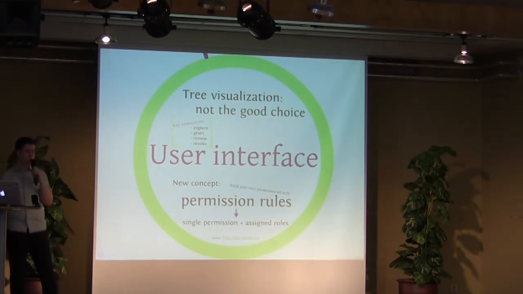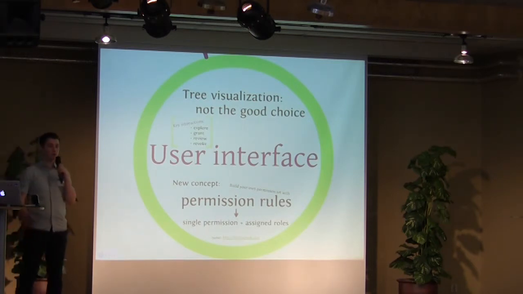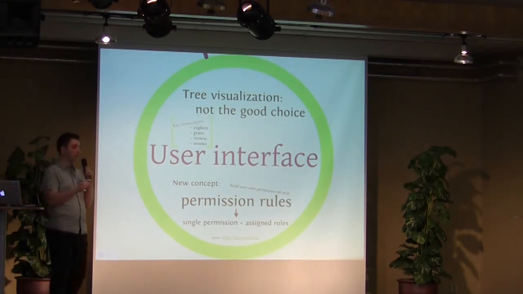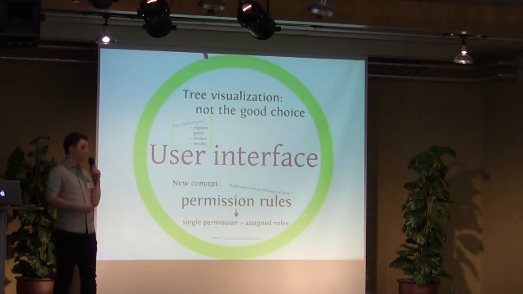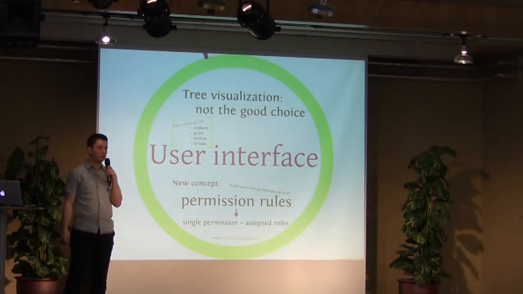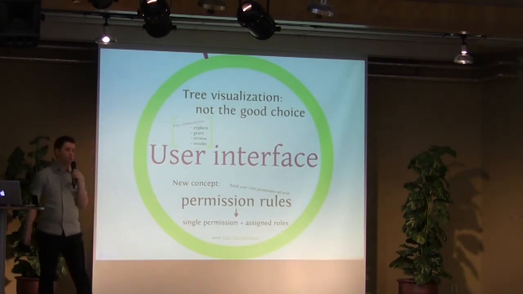If we show that permission tree, of course we need to collapse some of the branches of that tree. So it's not really clear which branches should be collapsed by default, which should be open by default, and the user is not able to explore the permission tree easily. They won't get a clear picture.